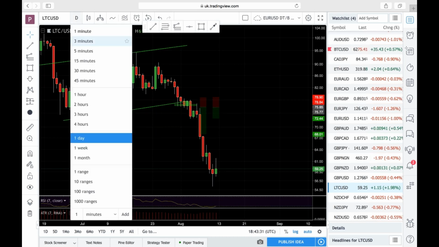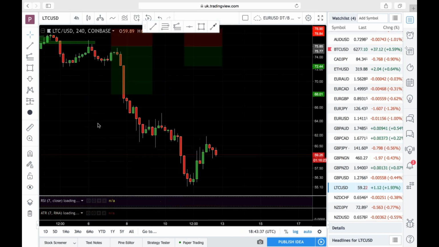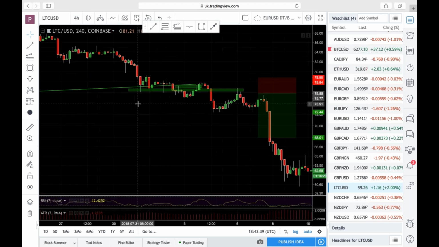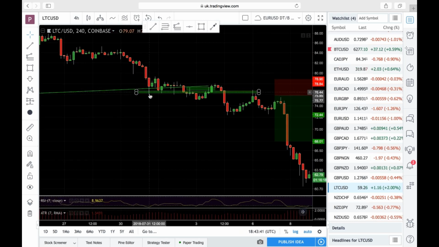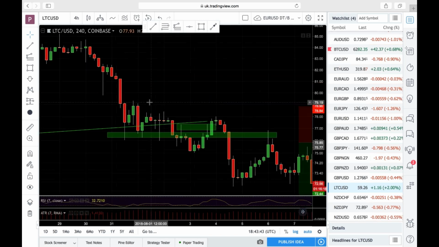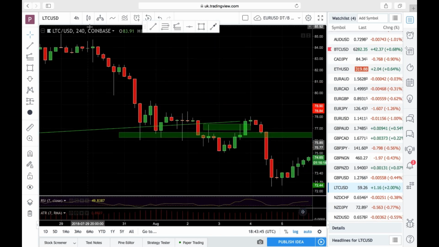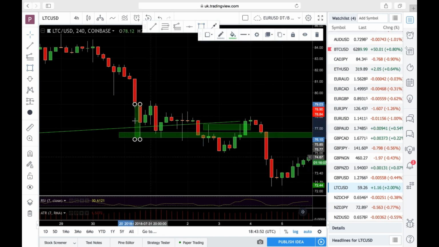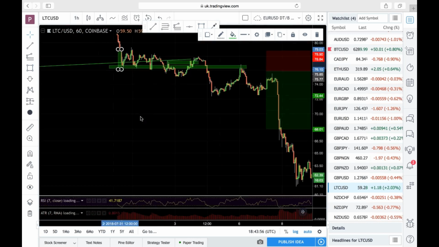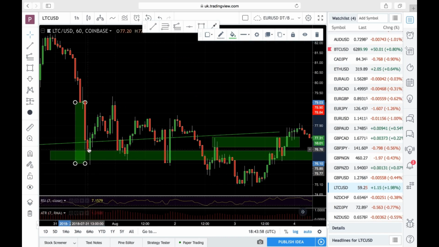Okay, so now we had a break. So now let's confirm if it's a valid break, and we go to the 4 hour. So we had a break here. No, not a break, but a test. But guys, this is what I'm talking about. If you have a look, this candle here is only a retest on the 4 hour. But if you have a look on the 1 hour, this was a break. You see?